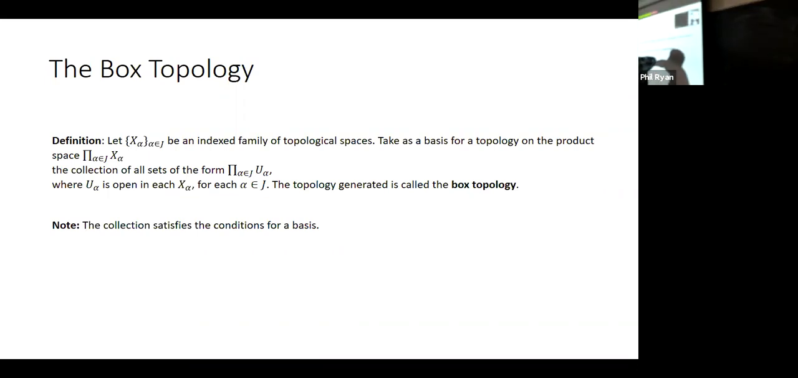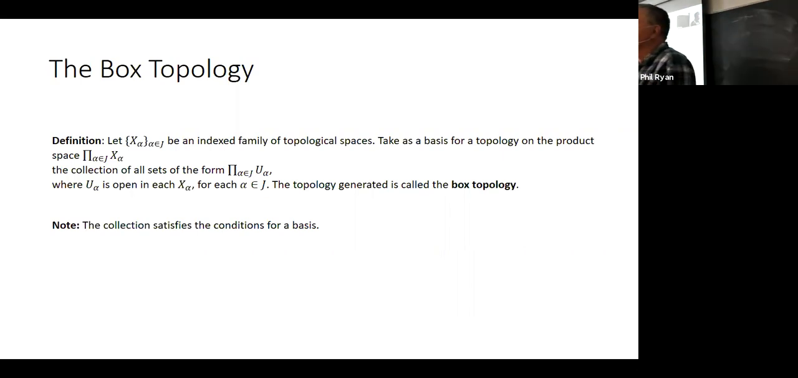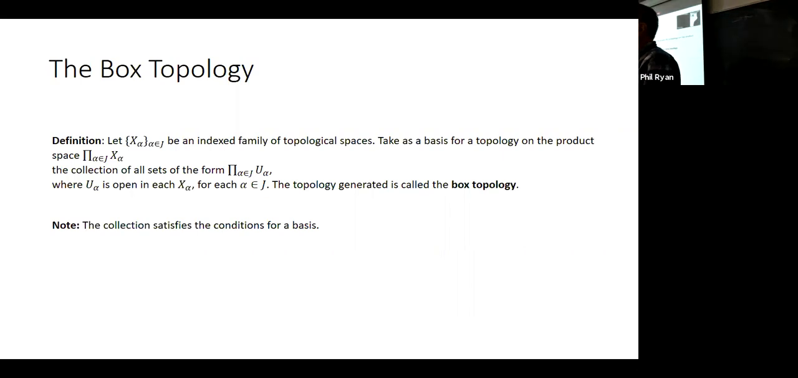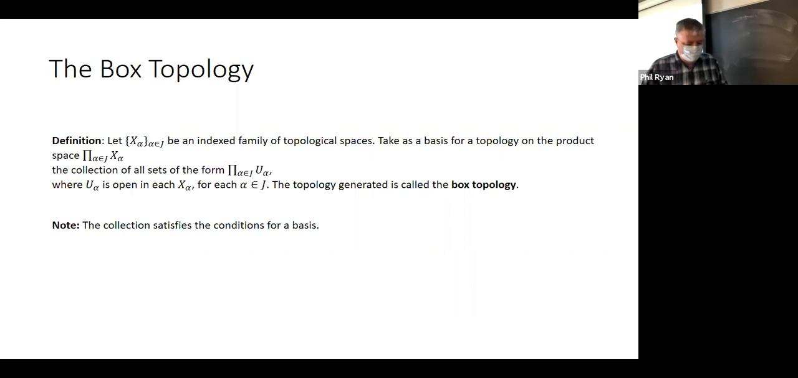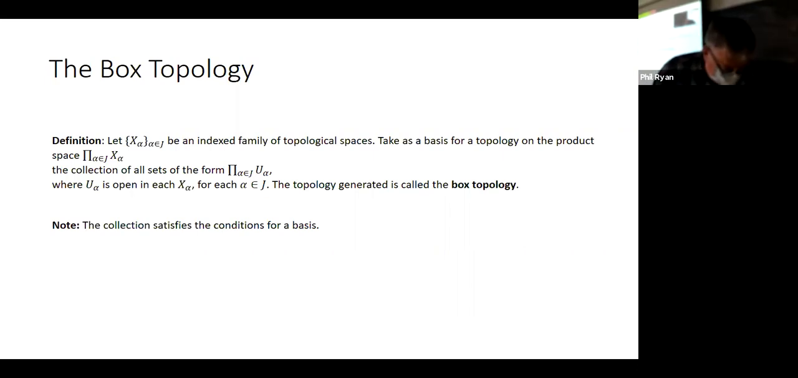And it's just going to be the collection of all sets of the form product of U alphas, where each U alpha is open in X alpha. And that would be like your first guess as to what the topology would be. And this is the box topology. Notice it's not called the product topology, because this is the one that we don't really use that much.